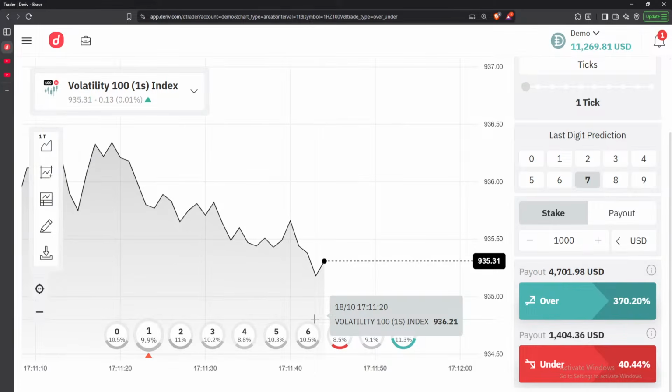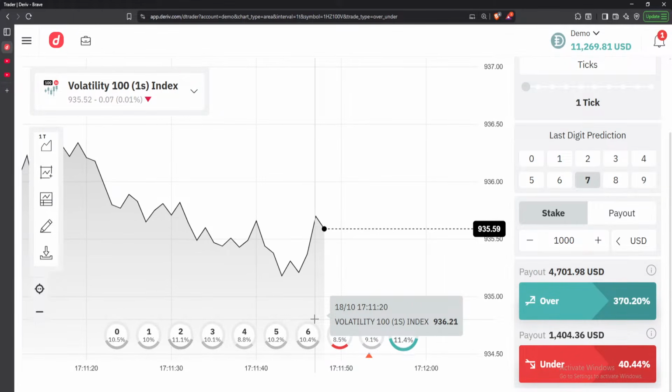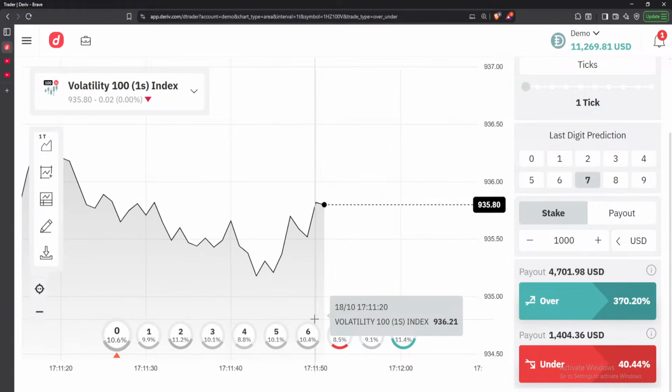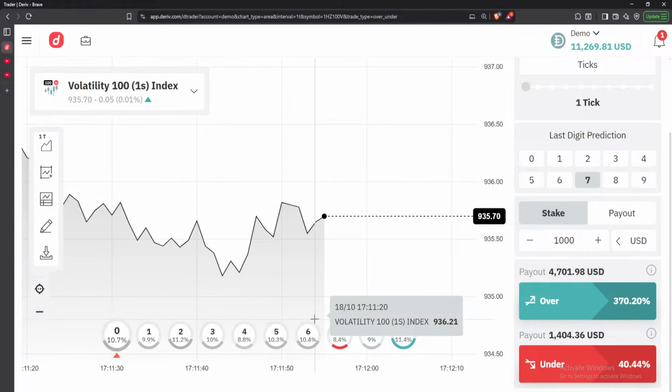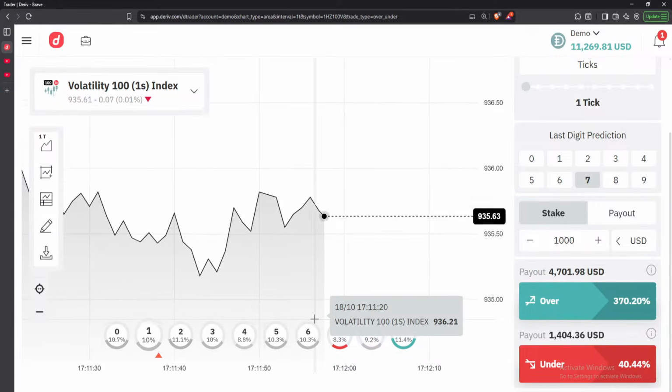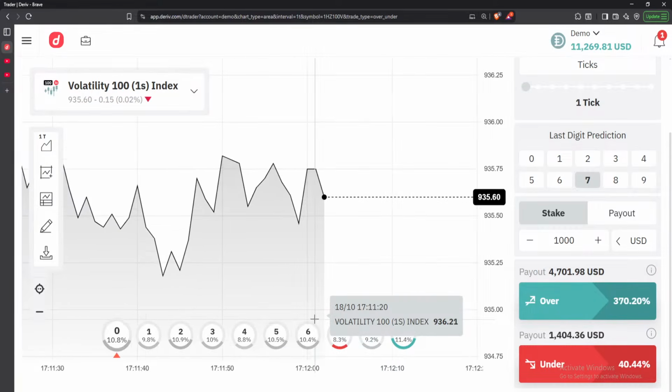Now, I do not like 0 because anytime you use 0 as an entry point, you'll end up experiencing a loss because for some reason, whenever the ticker comes to 0, it usually ends up going to 3 or 2 or 1, which is very bad for us. Okay, yeah, so do not use 0 unless you're trading over 0.